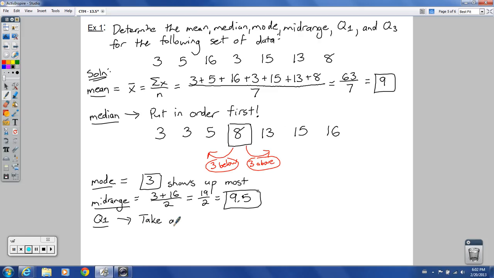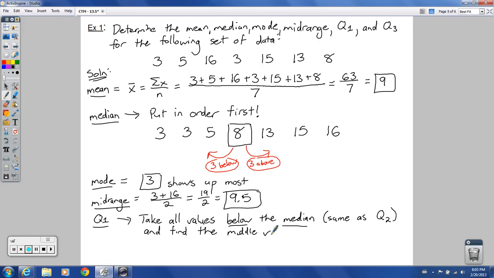So let's write that down. We're going to take all values below the median, and the median, don't forget, is the same as Q2. So if you ever see Q2, don't get confused. That just means the median. Those are the same values. And find the middle value. So that set of data would be 3, 3, and 5. The middle value there clearly is 3.